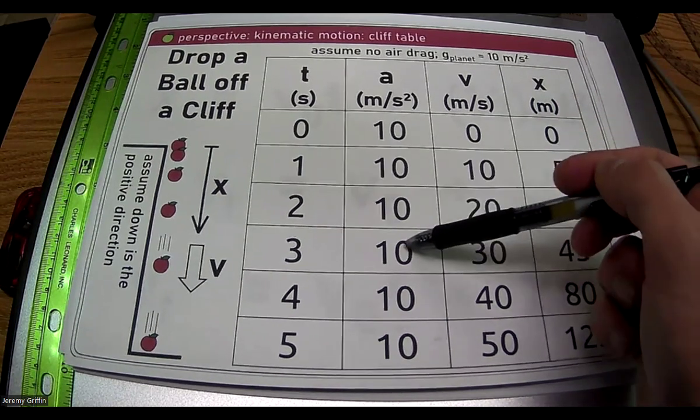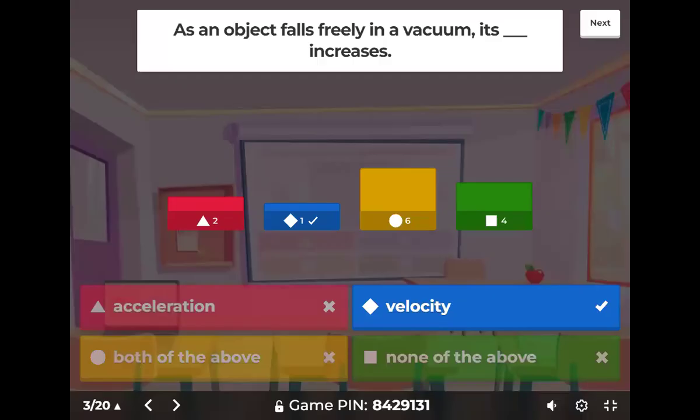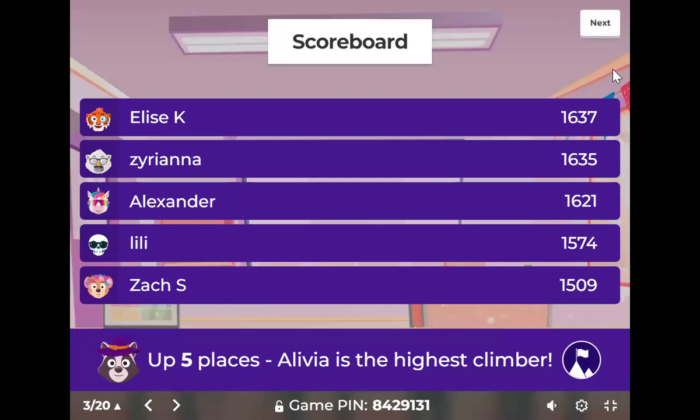Is that constant? Yeah, acceleration is constant, isn't it? It's picking up 10 meters per second every second. That's a constant rate, right? So acceleration is constant and velocity would be increasing. All right, you guys good with why it's only velocity that is increasing? All right, who got those points?